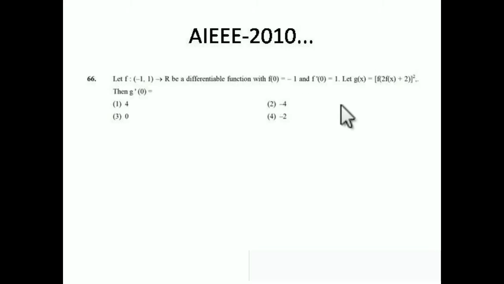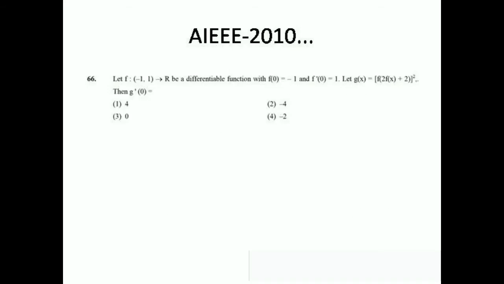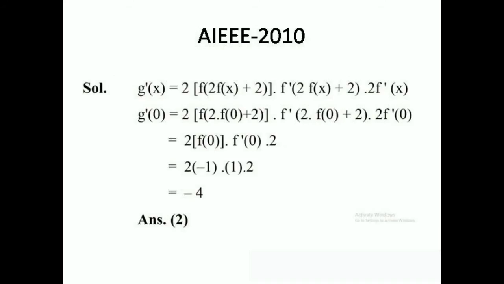So we just have to find g dash of 0. For that we have to find g dash of x, so we just have to differentiate this. Now let's do that. For g dash of x, we are going to use a very basic chain rule here. G dash of x is equal to first, the power, that means 2 times f of 2f of x plus 2, then the differentiation of f, that means f dash of 2f of x plus 2. Now the inner part's differentiation, that is 2f dash of x plus 0, that means 2f dash of x. So this is my final answer.